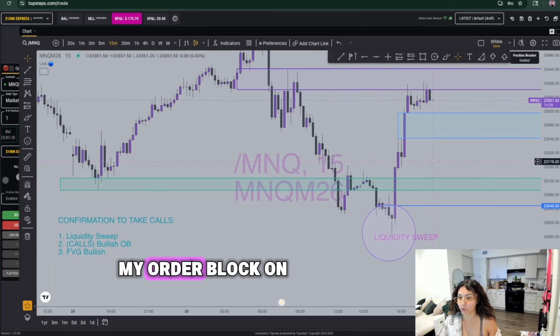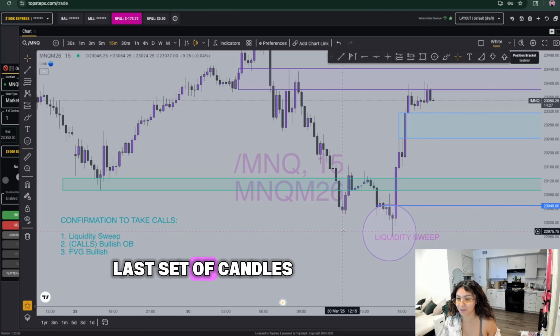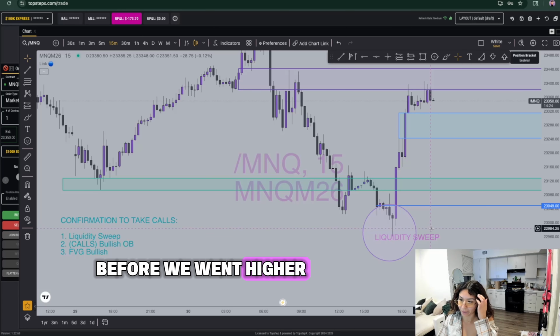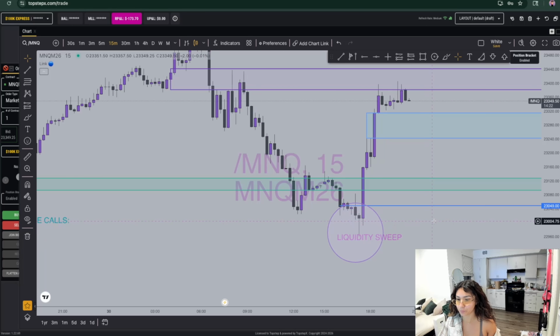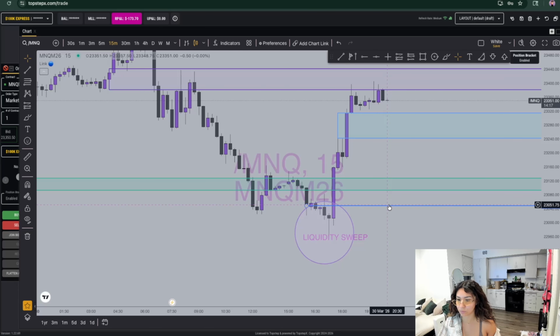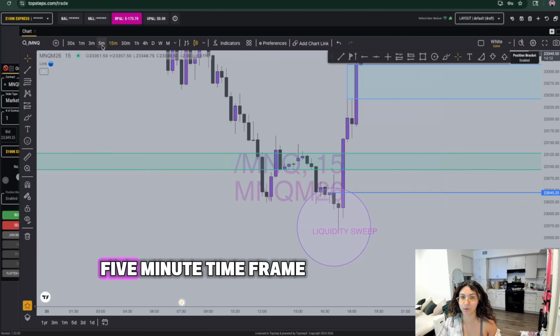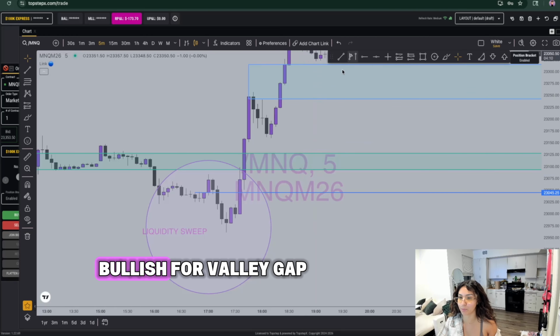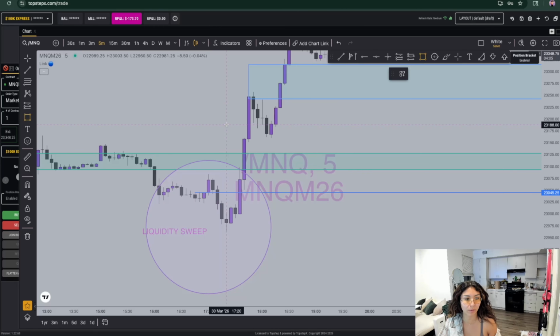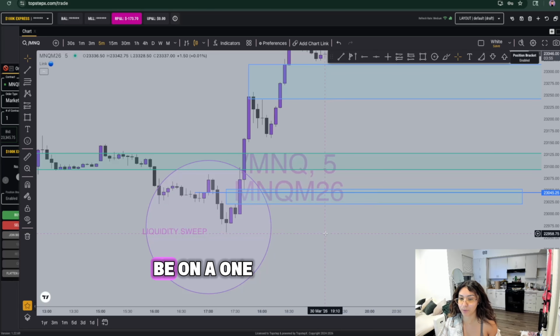I usually look for my order block on the 15-minute time frame. So what was the last set of candles that pushed the price lower before we went higher? Okay, well, I see this one right here. I go to a 5-minute time frame and I check to see if there's a bullish fair value gap. Do I have a bullish fair value gap? Yes or no? Yes. Beautiful. Boom. Where would my entry be?